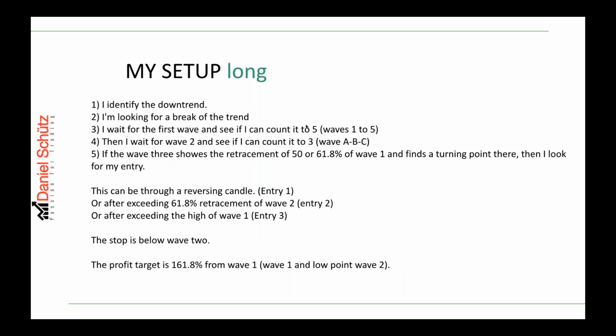Here's the setup again. Identify the downtrend. Look for a break of the trend. Wait for the first wave and see if I can count it to 5. So wave 1 to 4 to 5, 3 up, 2 downs, and then I wait for wave 2 and see if I can count it to 3. I want to have the wave A, the wave B, and the wave C.